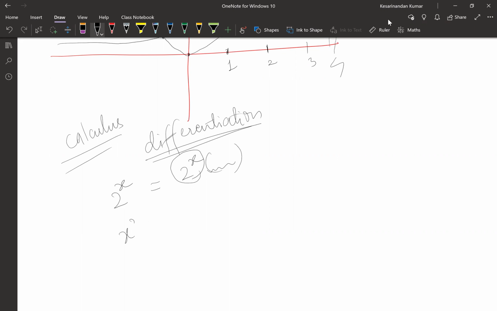What will be the differentiation of x square with respect to x? 2x. Yes, 2x. Which one is bigger? 2 power x is bigger. That means the slope of this graph, because differentiation gives you the slope, will increase drastically compared to this one, right?